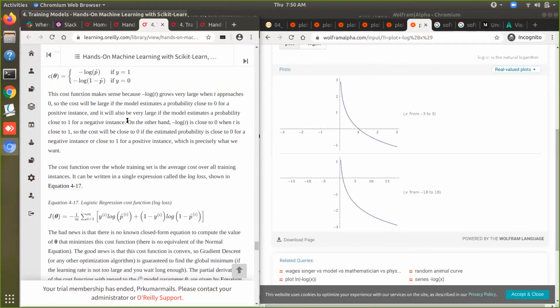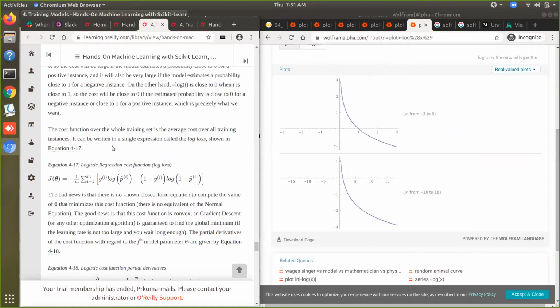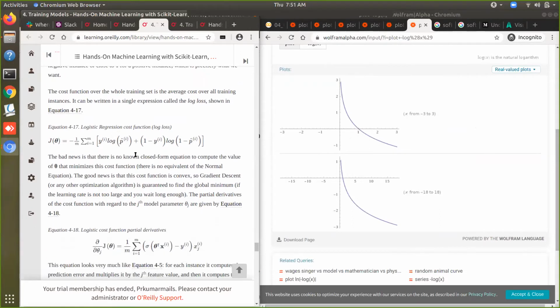On the other hand, minus log t is close to 0 when t is close to 1. We are focusing only on the region 0 to 1, and not on other regions, since our probability lies within 0 to 1. Accordingly, this is our cost function in case of binary classification.